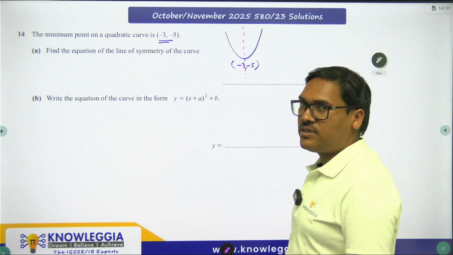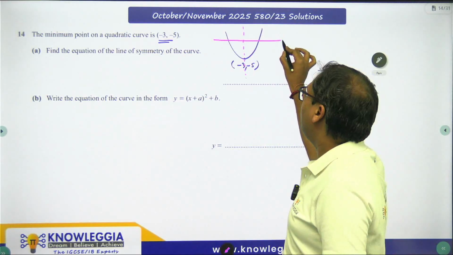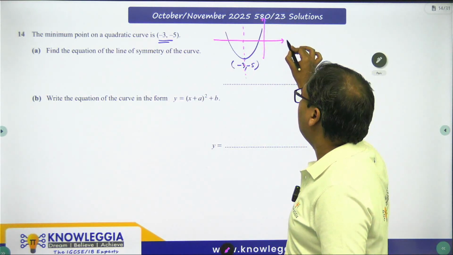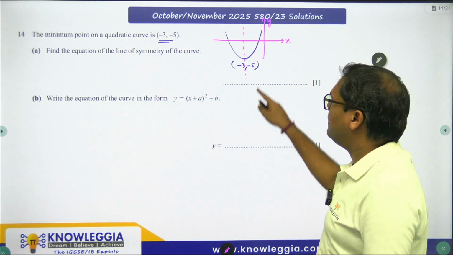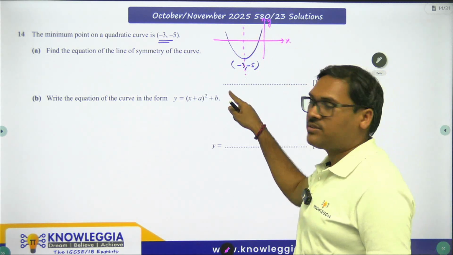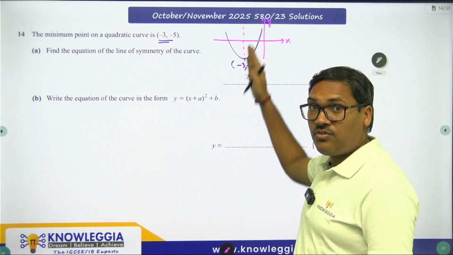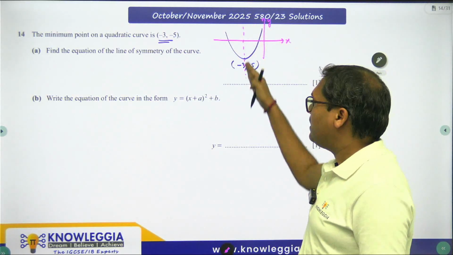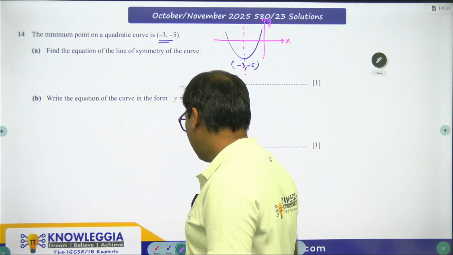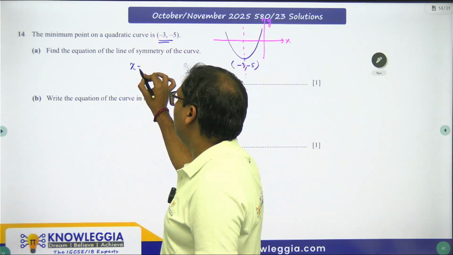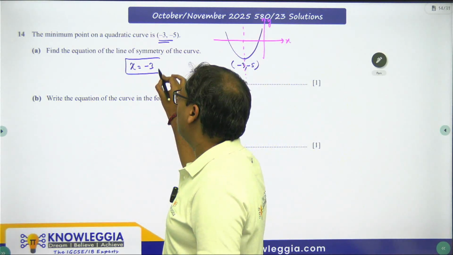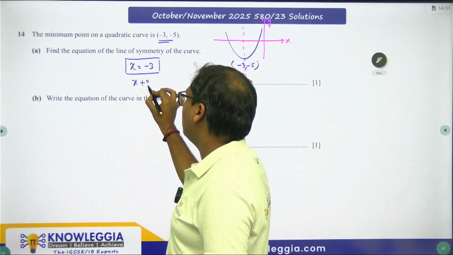Now, what is the equation of this line? If I say this is, let's say, the x-axis and y-axis, I just draw it to understand. You can see here, what is the equation of this line? This is passing through minus 3 and minus 3. This is a vertical line. So here x will be constant, and what is that constant? This is minus 3. So what is the equation of the line of symmetry? x is equal to minus 3. You can say this is x plus 3 equal to 0.